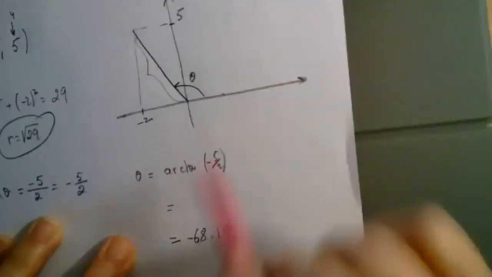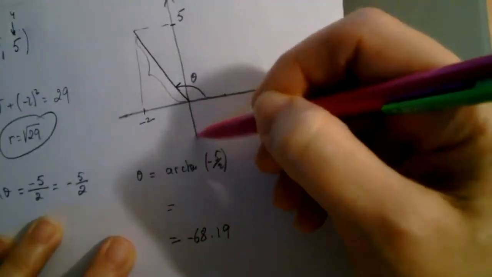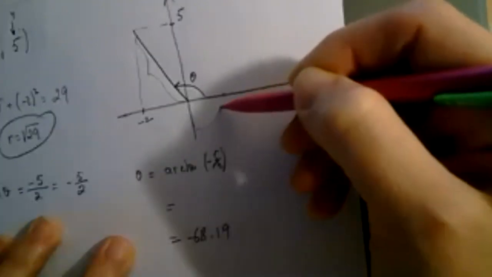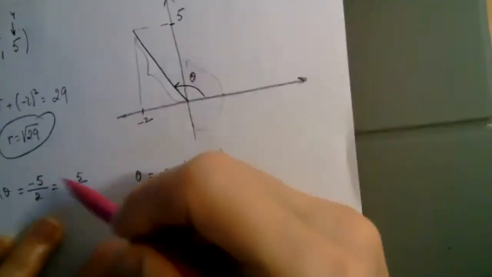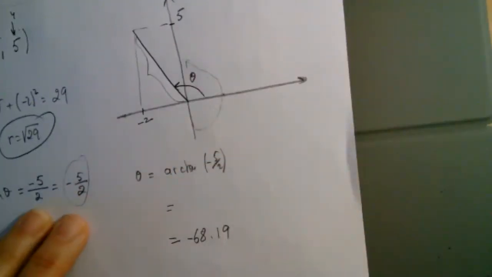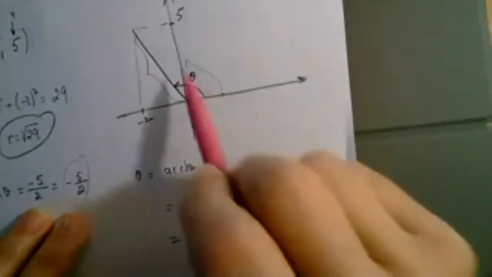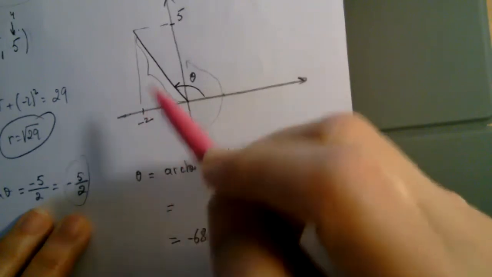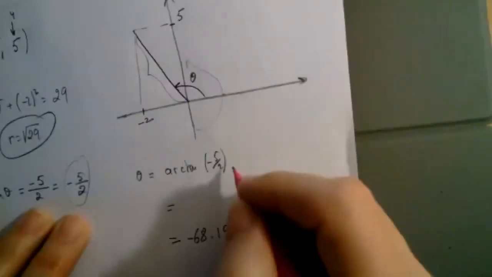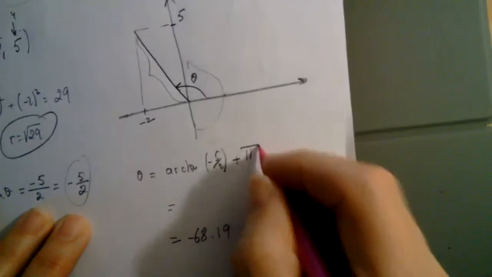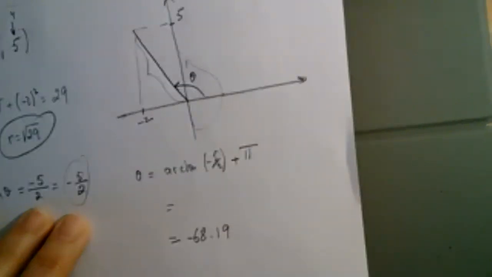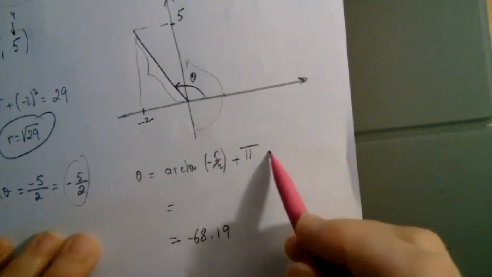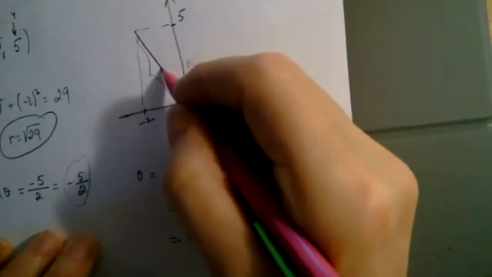It doesn't work. And the reason is the calculator will give me only the angle between minus pi over 2 and pi over 2 whose tangent is minus 5/2. But now I don't want this angle. I want the one between pi over 2 and pi. The only way I can accommodate that is basically by adding pi. And this is because the tangent is periodic with period pi. Now this would give me the angle I am really interested in.